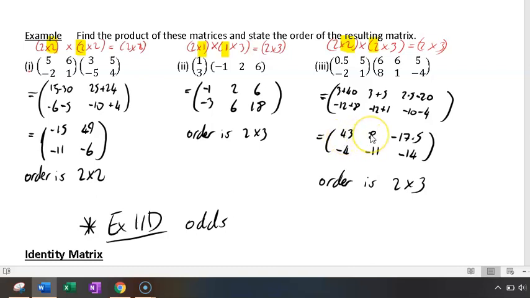This is my first row, second column, so 0.5 times 6 plus 5 times 1, and that's going to give you 8. And the next one is my first row, third column, so 0.5 times 5 plus 5 times minus 4. On your calculator, you can do that. That's minus 17.5. This is my second row, first column, so minus 2 times 6 plus 1 times 8, which is minus 4. This is my second row, second column, so minus 2 times 6 plus 1 times 1, which is minus 11. And this is my second row, third column, so minus 2 times 5 plus 1 times minus 4. So that's going to be minus 10 minus 4, which is minus 14.